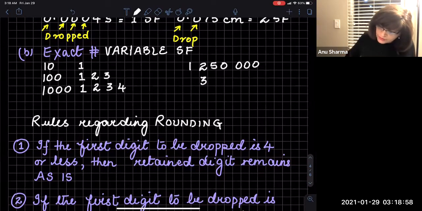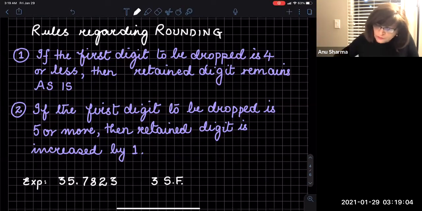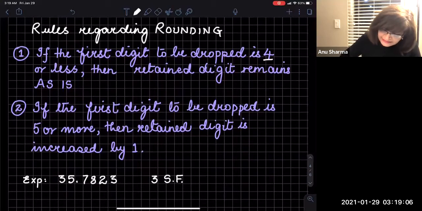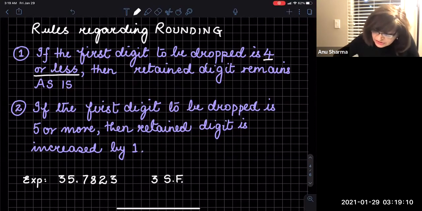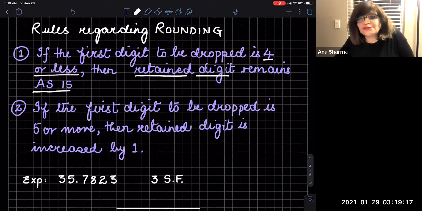Now we are going to look at the rules regarding rounding. If the first digit to be dropped is 4 or less, then the retained digit remains as is. So here's the rule of thumb as far as chemistry goes. Do not round down, because we are dealing with matter. If you're just estimating, it's okay to round down.